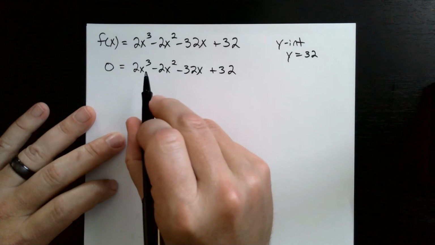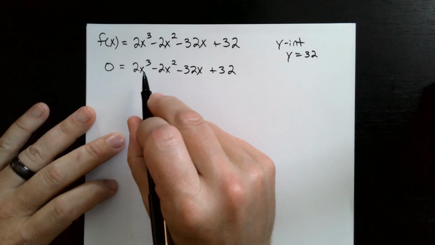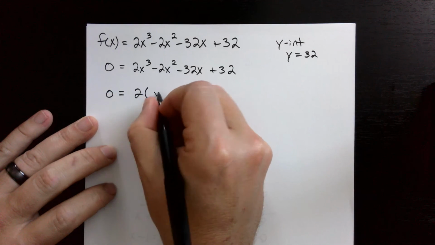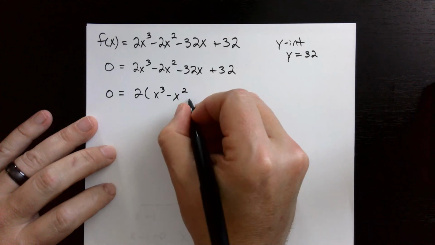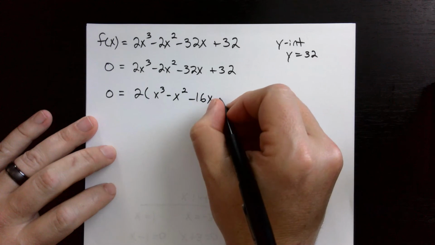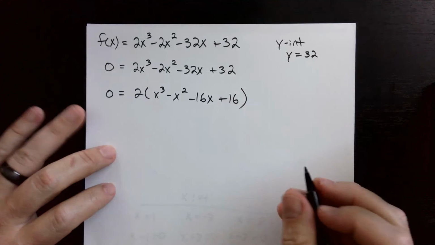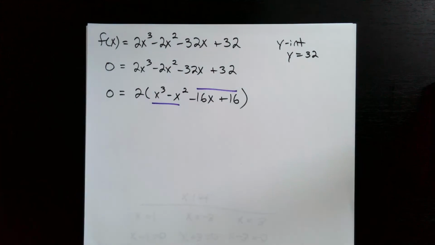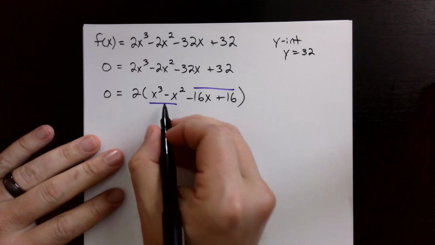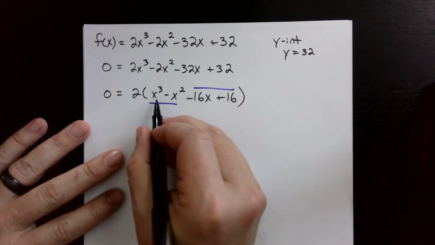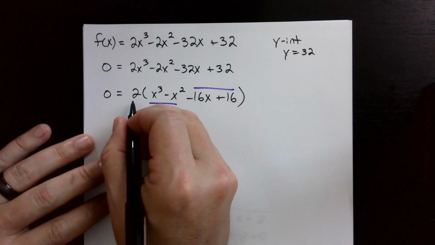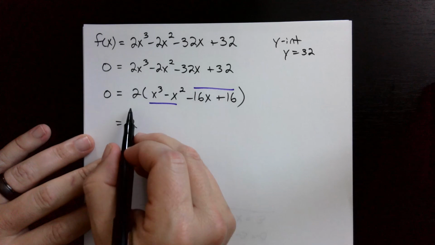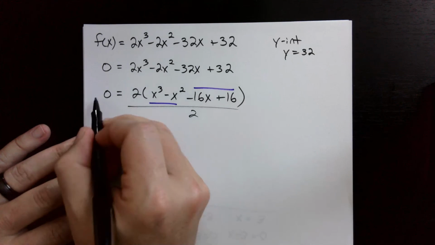It looks like they all have a 2 to give, so I can factor a 2 out of everything. So 0 is equal to 2 times x cubed minus x squared minus 16x plus 16. Now I can factor this by grouping. It looks like the biggest thing I can take out of the first two is x squared, since they both have that to give. So we get 2 here out front. And you know what? I can just divide both sides by 2.